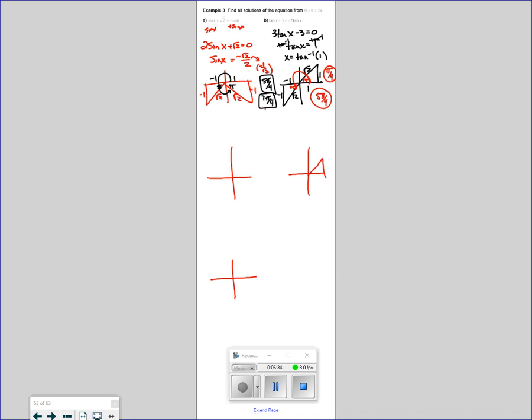So if I have a 45 going around, pi over 4, 3 pi over 4, 5 pi over 4, and 7 pi over 4. If I have a 30 going around, so it's a 30-degree reference angle, pi over 6, 5 pi over 6, 7 pi over 6, and 11 pi over 6 going around.